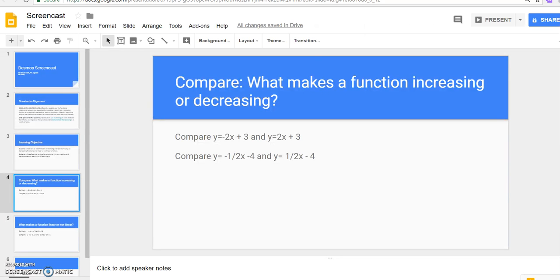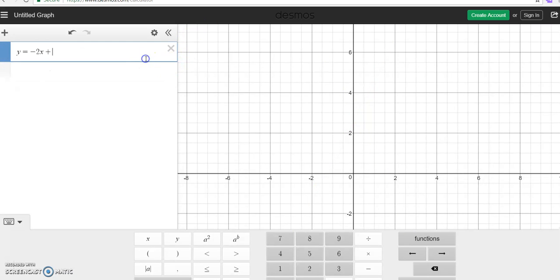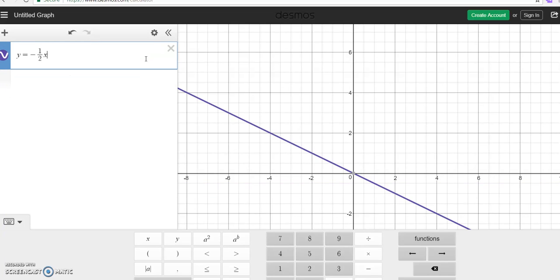Remember our focus question: what makes a function increasing or decreasing? If you have an idea, please hang on to it for a little bit. We're going to compare these two equations as well. Let's go back to our graphing calculator. I can get rid of these and I'll type in my new equation. Y equals negative 1/2 x minus 4.